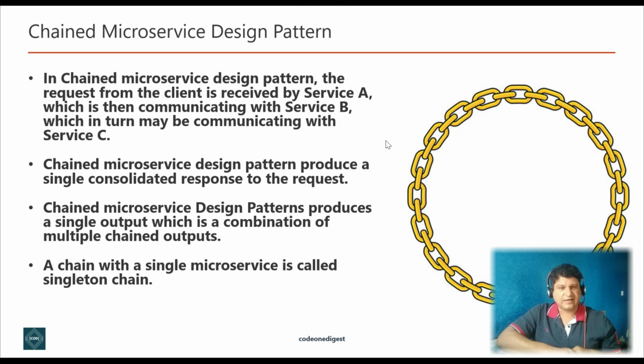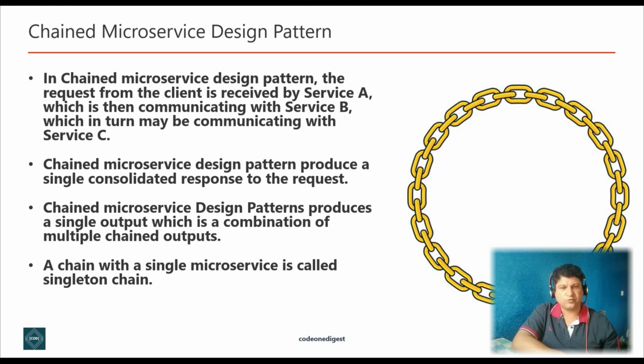Okay friends, so now let's start with the chain microservice design pattern. This is fifth design pattern in integration design pattern category. Chain microservice design pattern, the request from client is received by service A, which is then communicating with service B, which in turn may be communicating with service C. Chain microservice design pattern produces a single consolidated response to the request. The key part to remember is that the client is blocked until the complete chain of request response, that is service A calling service B and service B calling service C, is completed.